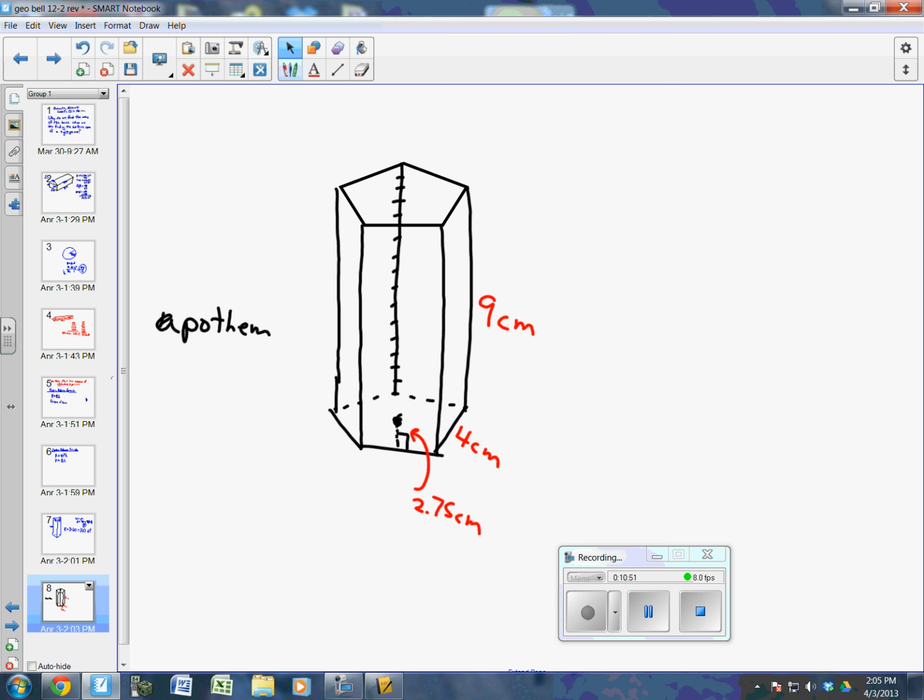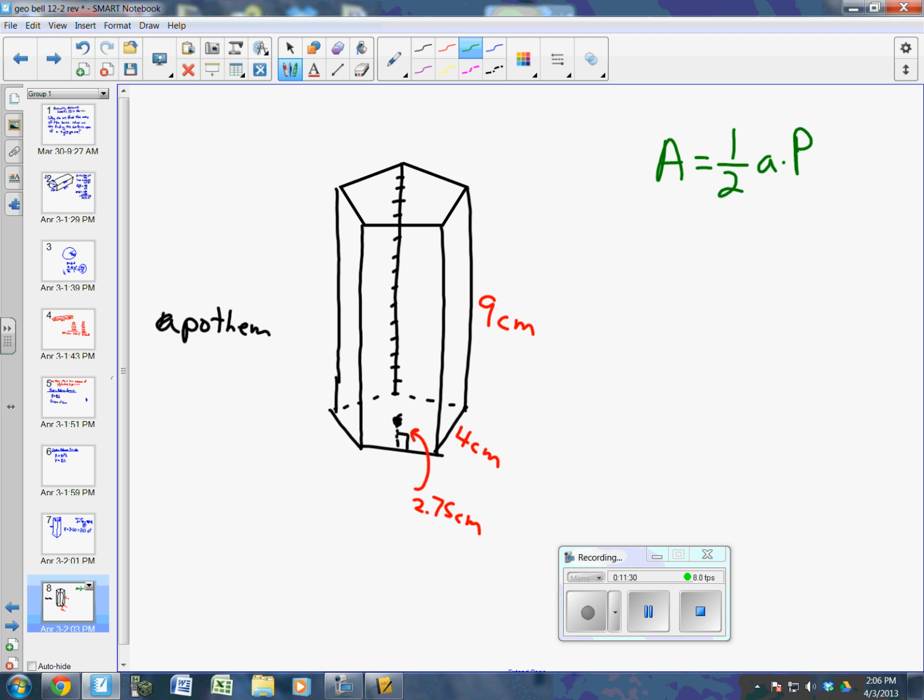Do we have enough information to find the volume of this? Okay, we got to find the area of what first? The base. What shape is the base? It's a pentagon, and so this is a pentagonal prism. So how do you find the area of the base, or the area of a polygon, of a pentagon? Area equals 1/2 times the apothem times the perimeter, capital P.